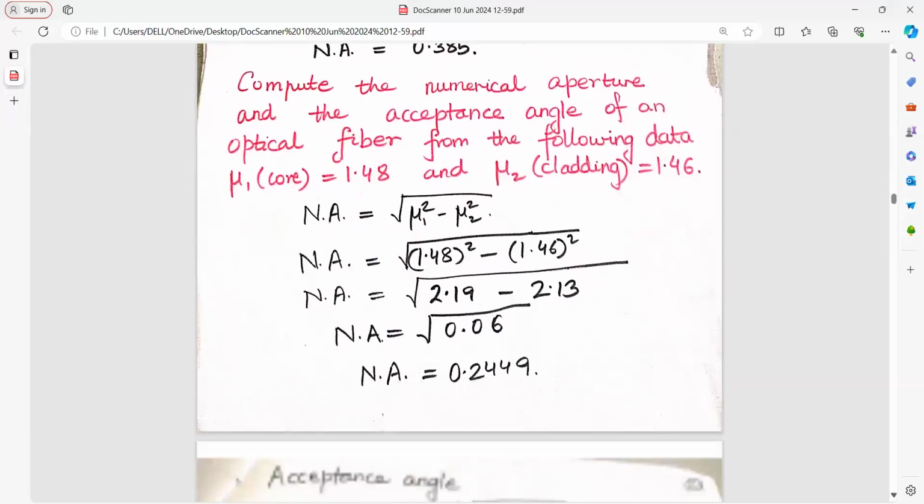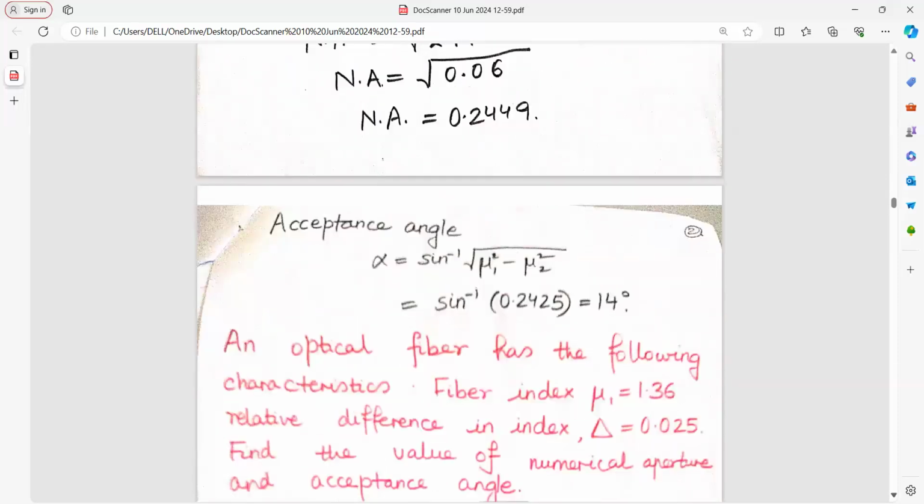Numerical aperture and acceptance angle of an optical fiber. NA is under root mu1 square minus mu2 square. You get the answer. Acceptance angle alpha is sine inverse of NA.